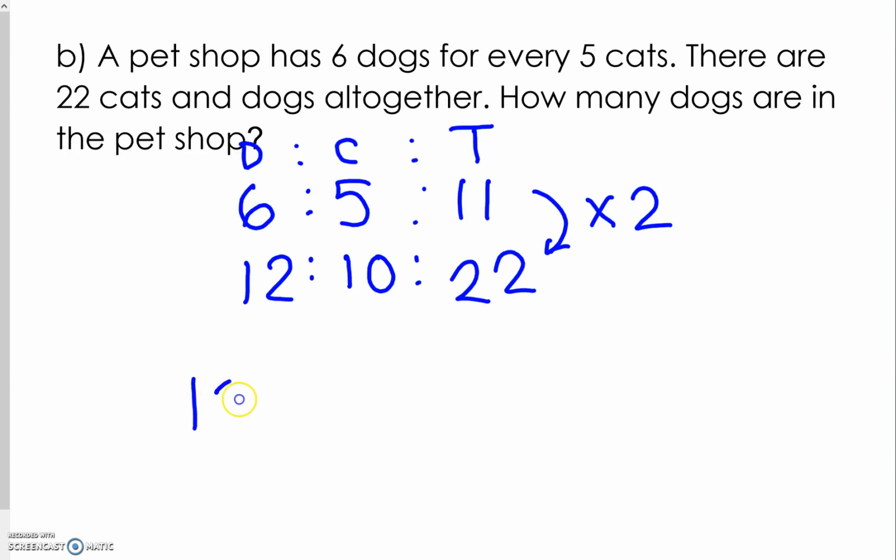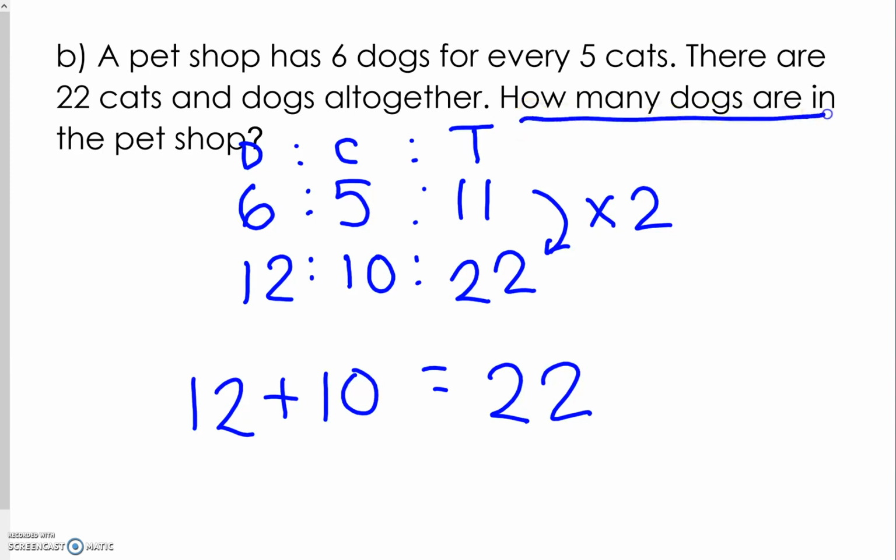Let's check. 12 dogs plus 10 cats equals 22 cats and dogs all together. Therefore, to answer the question, how many dogs are in the pet shop, we can write a sentence that says, there are 12 dogs in the pet shop.